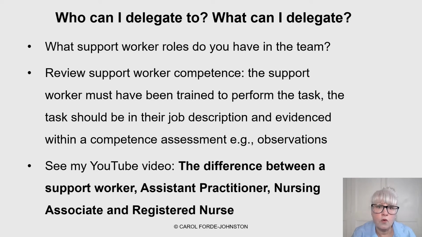So when you start in a role as a newly registered nurse or a nursing associate, it's really important to look at your support worker roles. They might be called health and social care support workers. You might work in the community or in a hospital. They might be called nursing assistants. But what support worker roles do you have in your team? What are the names? And what training and development have they had?